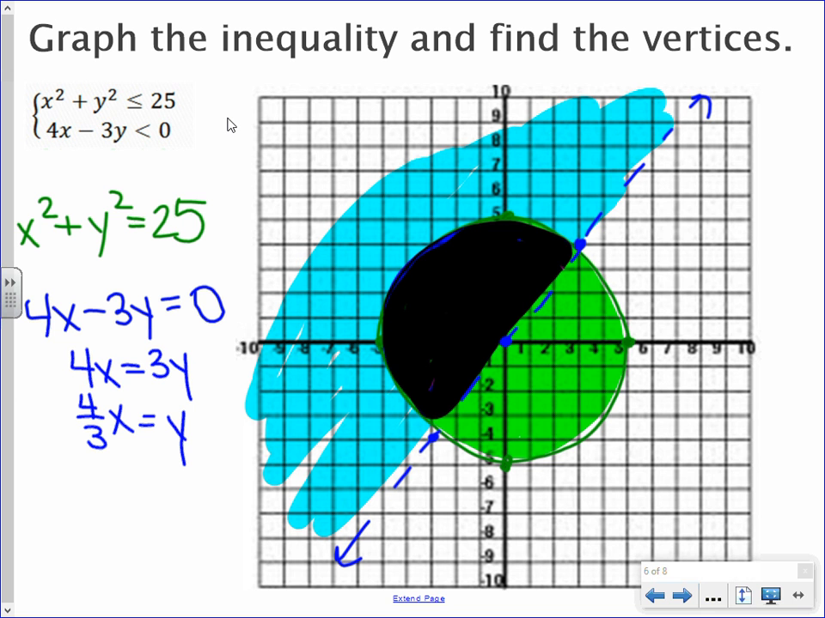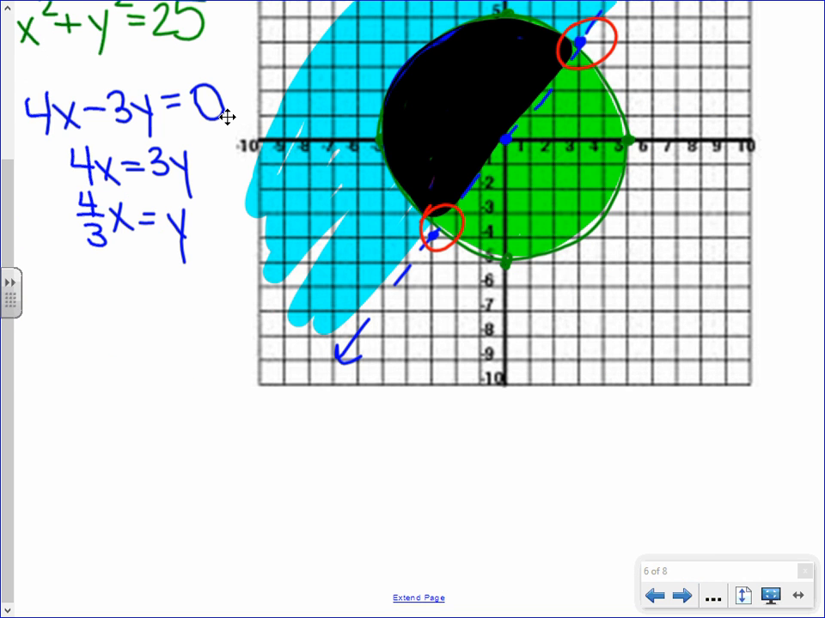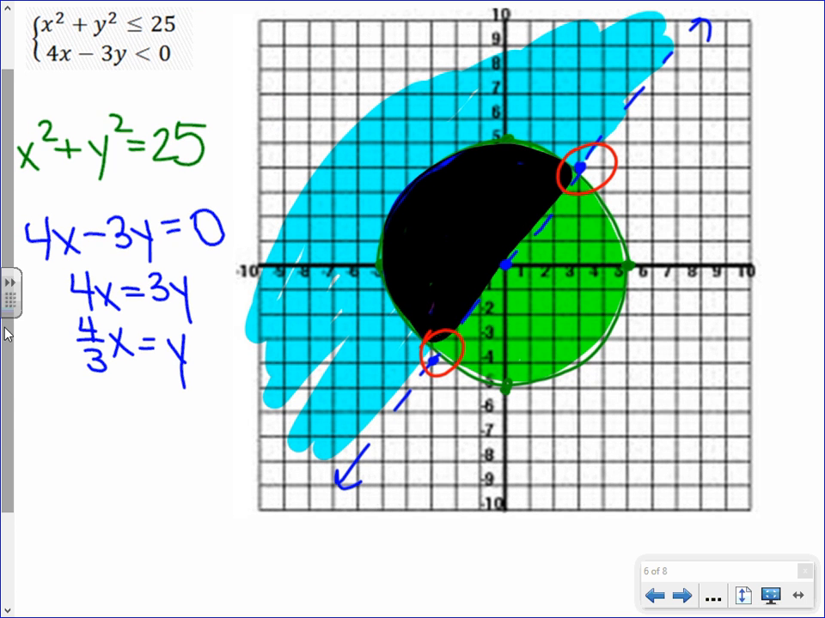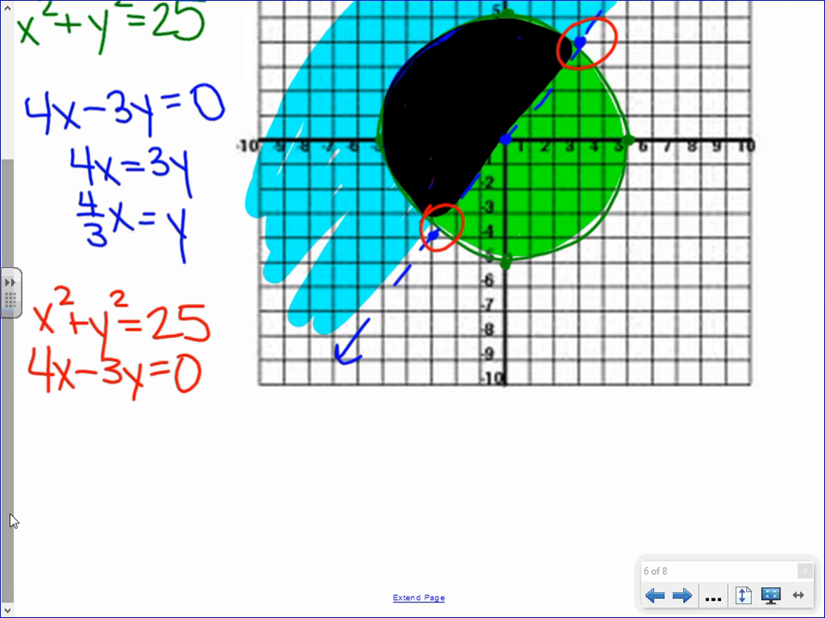Now, how many vertices do we have? We have 2. We have intersection points here and here. We need to find them. How do we find where a circle and a line intersect? We use math. I'm always going to tell you that you should use algebra. More specifically, we're going to solve a system of equations, so rewrite them as equations and find where they intersect.